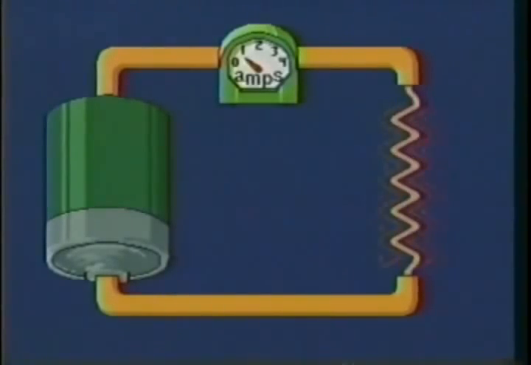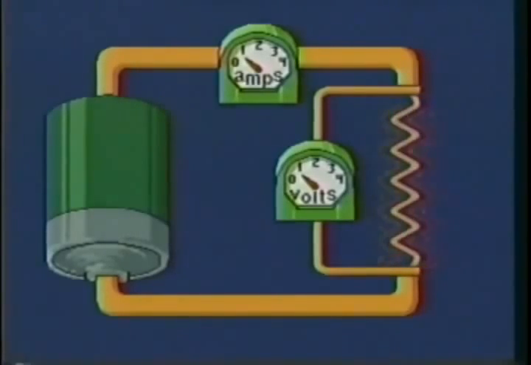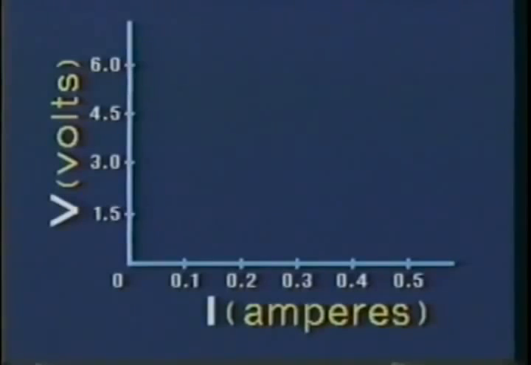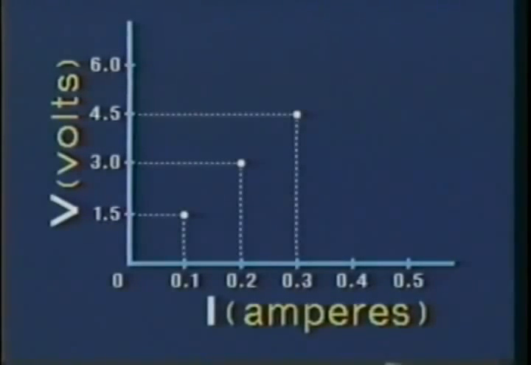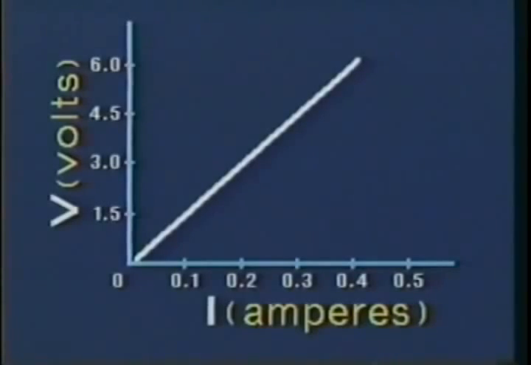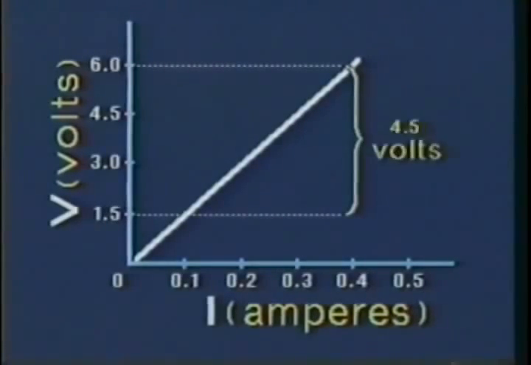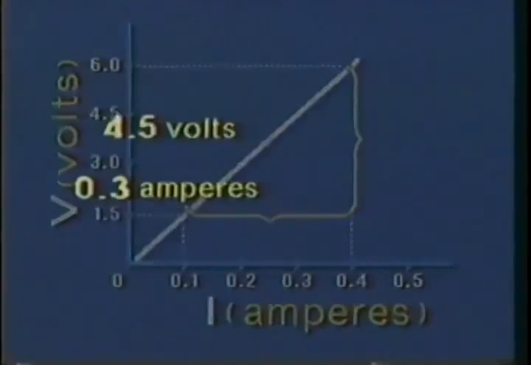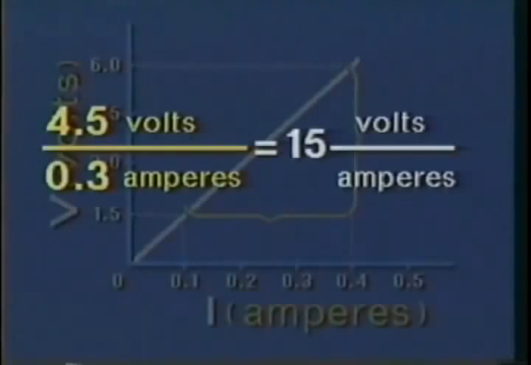The resistance of the resistor is defined in terms of the current passing through it and the potential difference across it. By adding more cells, we can change the potential difference across the resistor. Note, when this is done, the current flowing through the resistor is also increased. If we record the potential difference and the current through the resistor, each time we change the number of cells, we find that a straight line results. Taking the increase in potential difference anywhere along this line and dividing it by the corresponding increase in current, we'll always calculate the same value in volts per ampere.